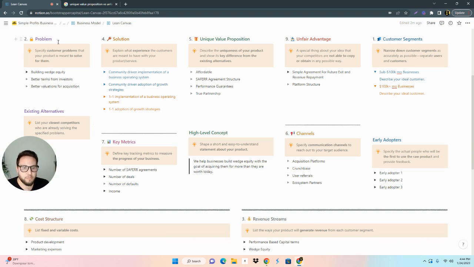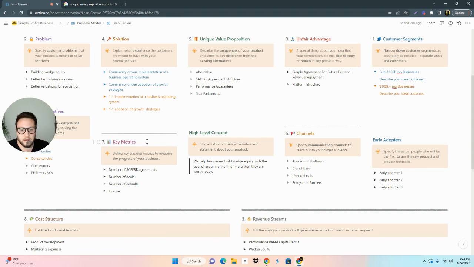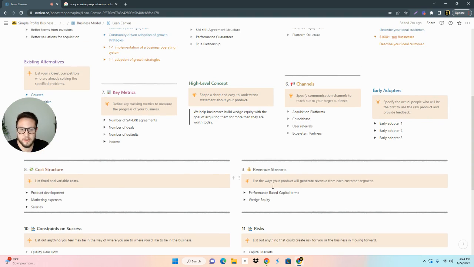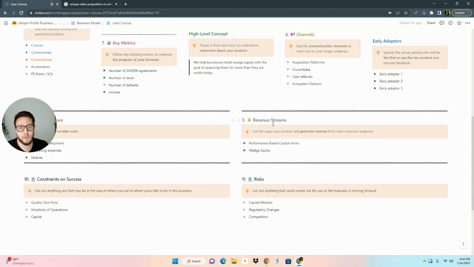So once we work through our problem, the next thing that we're going to get into is our revenue streams, right? So we're going to jump down to 3 down here, revenue streams. And what we want you to do here is to list out any and all revenue streams that you'll be able to generate from the products that you're positioning to that customer segment, right? So think about the ways you make money is another way of saying that.